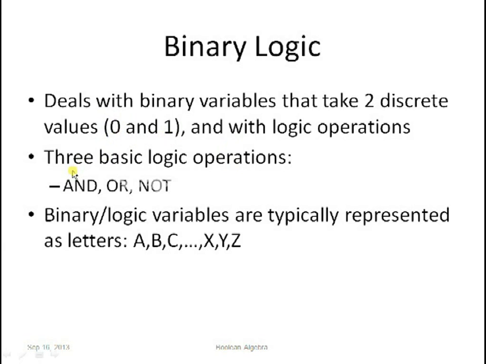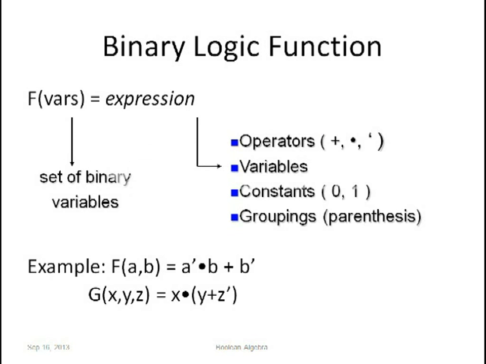And throughout this Boolean algebra, we are going to use three basic logical operators. Those are AND, OR and NOT. We'll discuss these operators later, and we represent every binary variable with alphabets. So we can represent any binary variable only with the alphabets. They might be uppercase letters or else they might be lowercase letters.